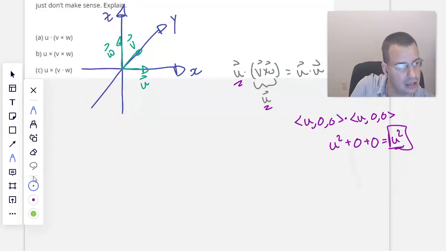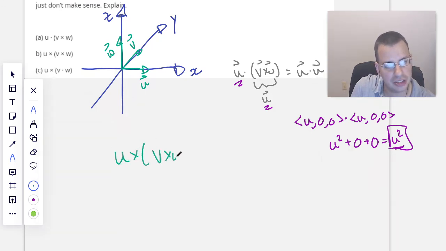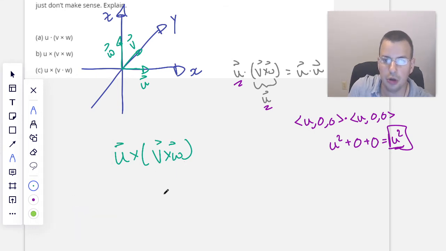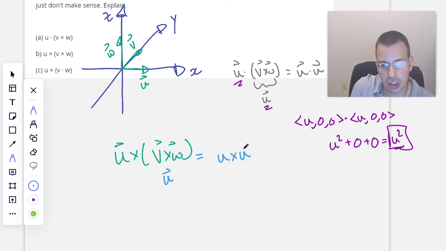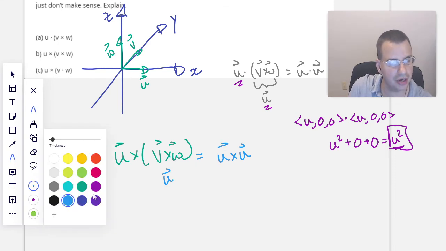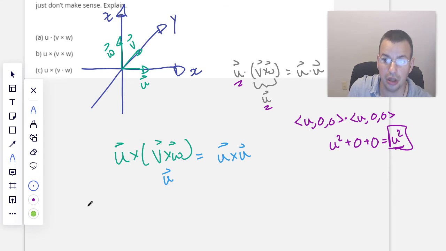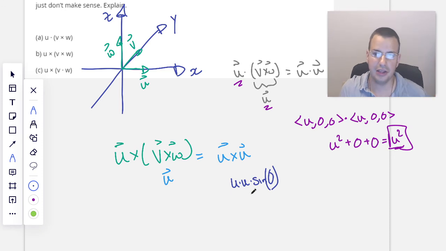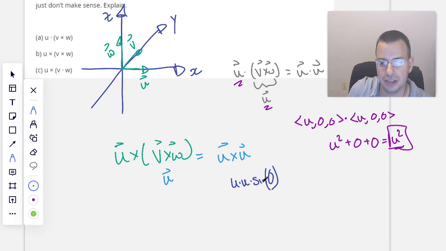Part B is now going to be u cross quantity v cross w, little vector symbols. And v cross w, that's going to be u, where I talked about how that is. And so this is going to be equal to u cross u. And I said earlier how cross product is a measure of how perpendicular two vectors are to each other. Well, yes. The magnitude is each vector times the other one times the sine of the angle between them. So in this case, since they are the same vector, the angle between them is going to be 0 because they're parallel. And so sine of 0 is 0. This is going to equal 0.